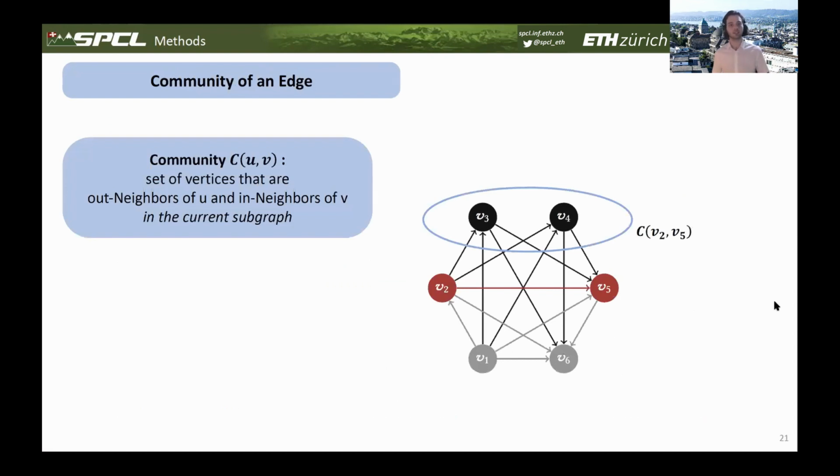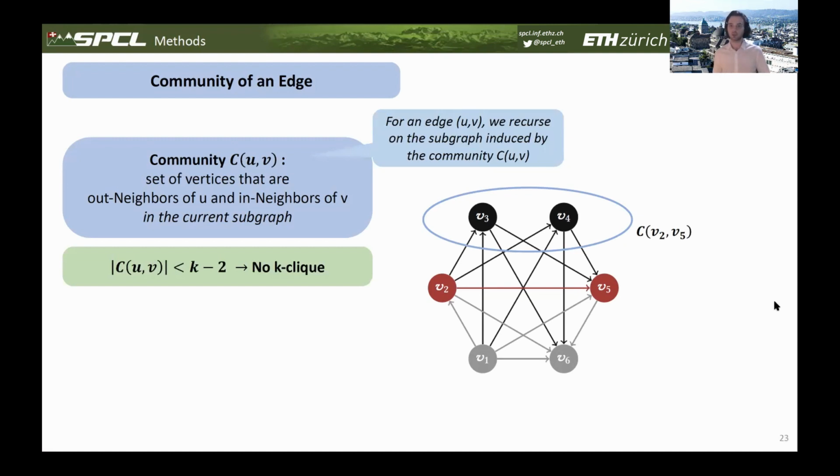Now notice that we recursed on the set of vertices that are out neighbors of the first endpoint and in neighbors of the second endpoint in the current subgraph. So these vertices are sort of sandwiched in between the two edges. And by doing this, we avoid double counting. And an easy pruning rule that we could apply is, if we want to find a k-clique in the current subgraph, then clearly if this community is smaller than k-2, we cannot find a k-clique in the current subgraph.